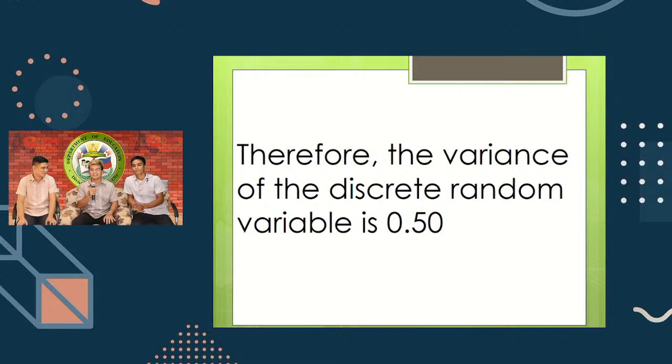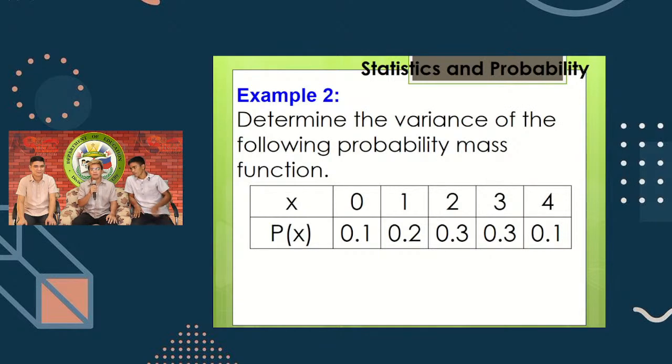So therefore, the variance of the discrete random variable is 0.50. Yes, that's right, Sir Kenneth. Now, let us have another example for our learners to understand much better. So, for example number 2, we are to determine the variance of the following probability mass function. That example was given last week, yes, the previous week that we have discussed.